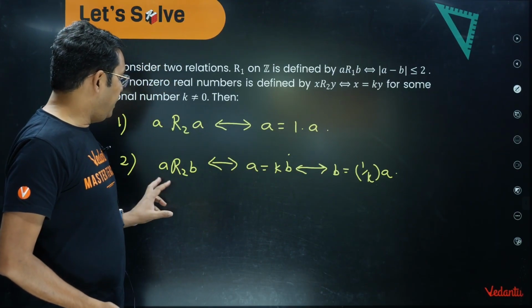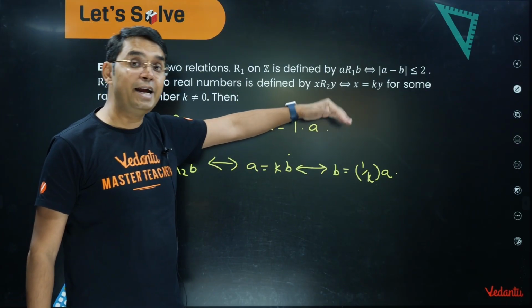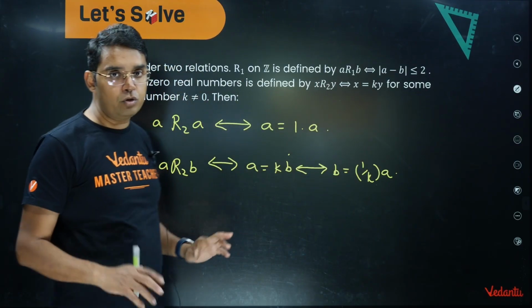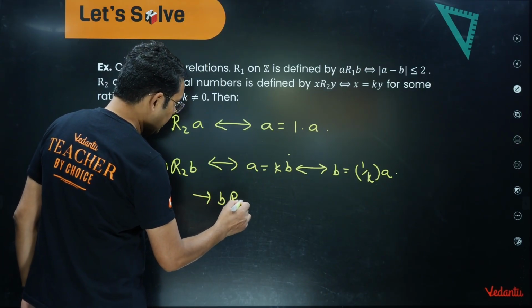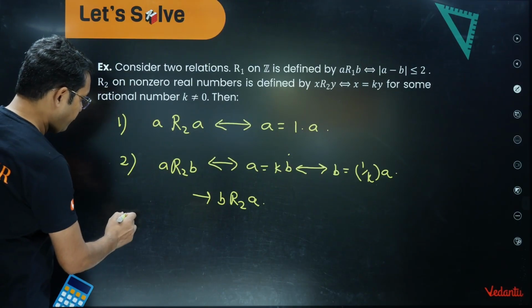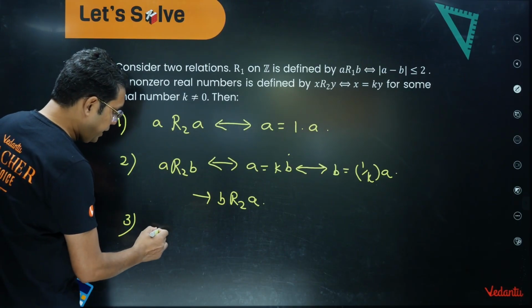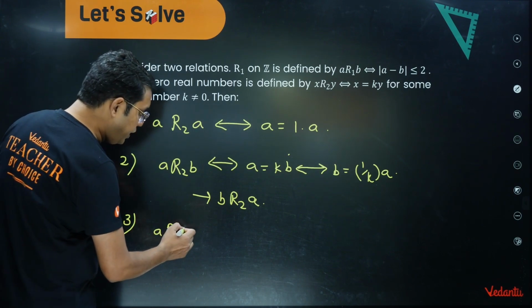So that means if A is equal to KB, then we can also write B equal to some K dash into A, where K dash is also a rational number. So we can conclude that B will be related to A. So this relation is symmetric also. Now similarly, we can check if this R2 is satisfying the condition of transitivity or not.